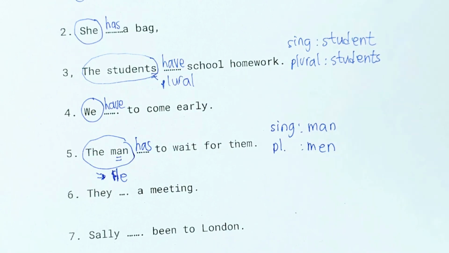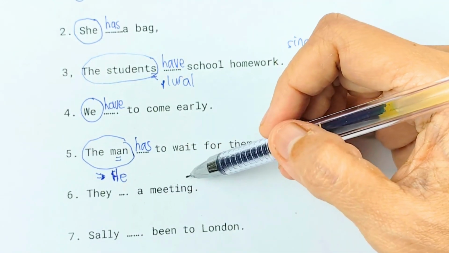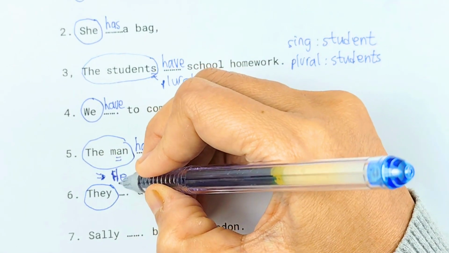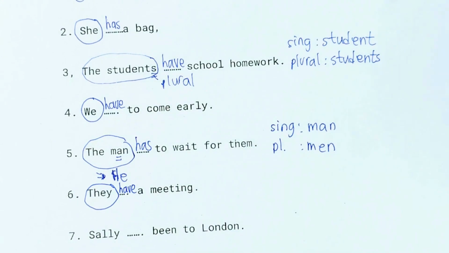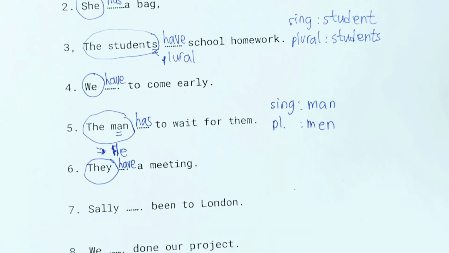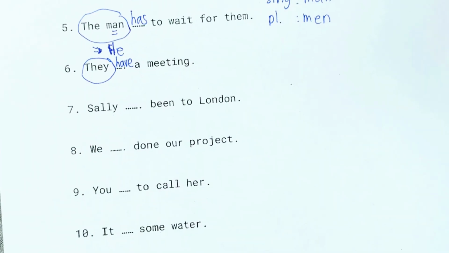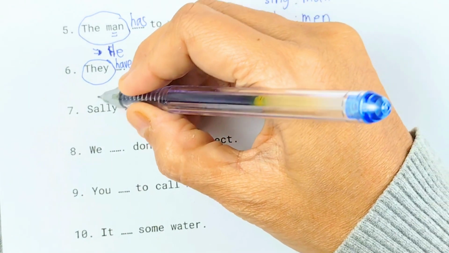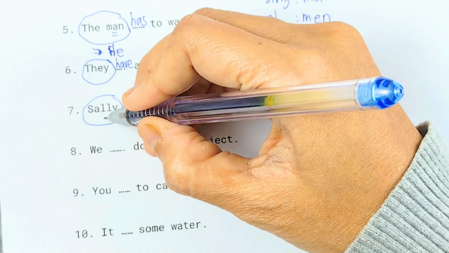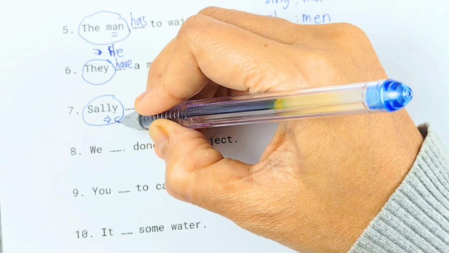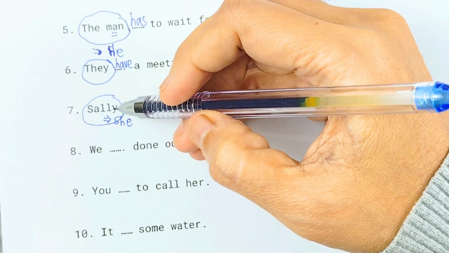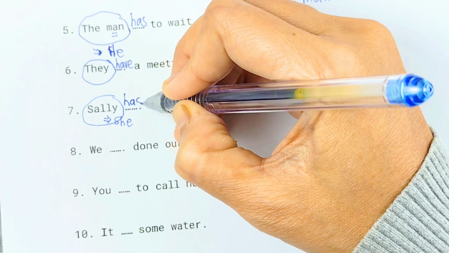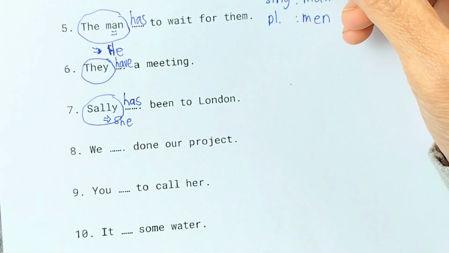Number 6, they blank a meeting. They is the subject, so we have to answer they have a meeting. Number 7, Sally blank been to London. Sally is a girl's name, so if we replace with pronoun, it becomes she. So we have to answer Sally has been to London.